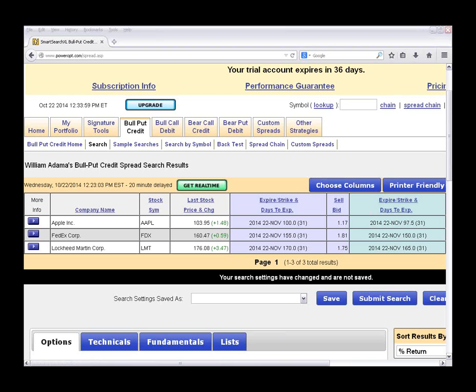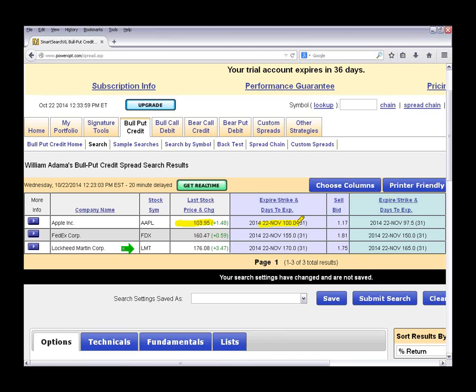But our 3 spreads that we have are a spread on Apple, FedEx, and Lockheed Corporation. And again, this is pretty similar to the spread that we saw in our example from this morning. The first one, let's just look at the Apple spread. Apple is now at 103.95.